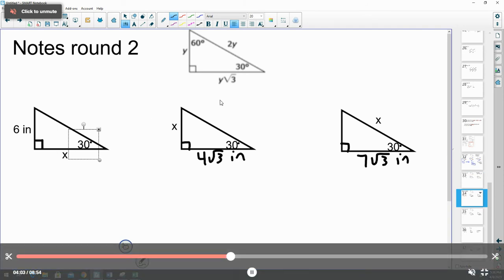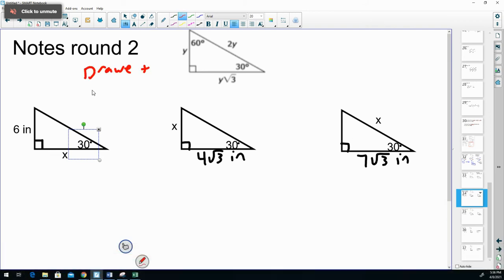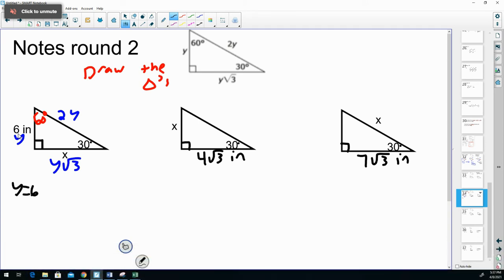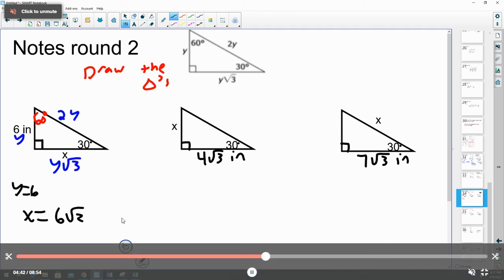Okay, notes round 2. Now we know the 90-degree angle, the 30-degree angle, and we're going to just fill in the fact that these are all 60 degrees. And again, make sure you draw these triangles. So here we have the same relationship because we have 30, 60, 90. So we have y, 2y, y root 3. Here, y is 6, because 6 and y are on the same side. So that means that y is 6 and x is going to be 6 root 3 inches.